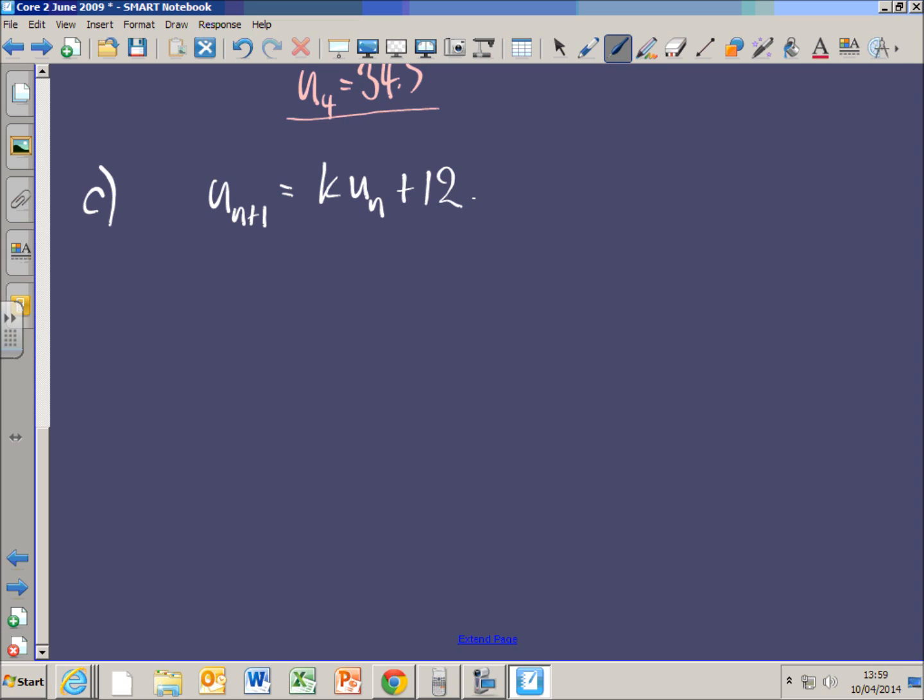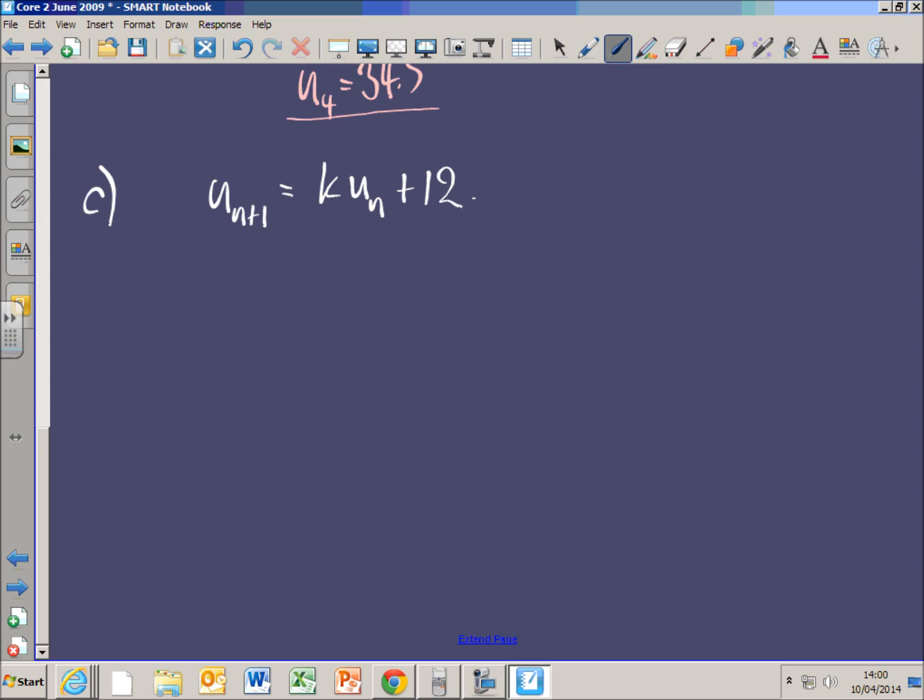You can see just from the first few terms, the first term was 16, then 24, then 30, and then 34.5. So every time we do this, we're adding a little bit less, aren't we? After a while, we're going to be adding on essentially 0. As n gets very big and tends to infinity, we should just keep getting out the same thing.